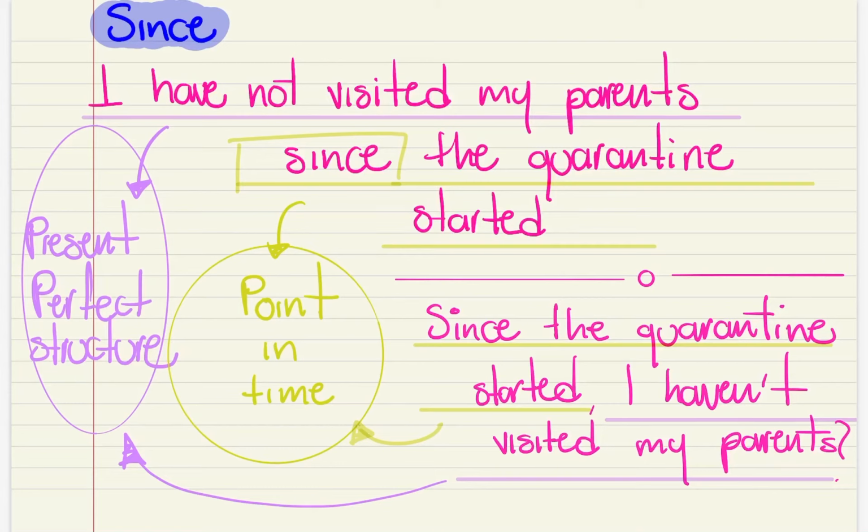¿Ya? As you can see, como pueden ver, we have here the present perfect structure. Tenemos la estructura del presente perfecto. Then we write since, luego escribimos la palabra since, and then the specific point in time. Y luego señalamos el tiempo específico o el momento específico en el tiempo. En este caso tenemos aquí, pues, desde que la cuarentena comenzó. And remember that we can do it backwards. Lo podemos hacer al revés. Since the quarantine started, desde que la cuarentena comenzó, I haven't visited my parents. Yo no he visitado a mis padres.